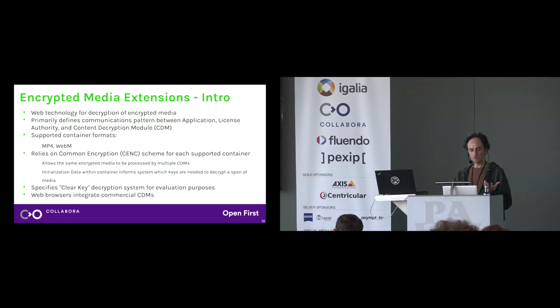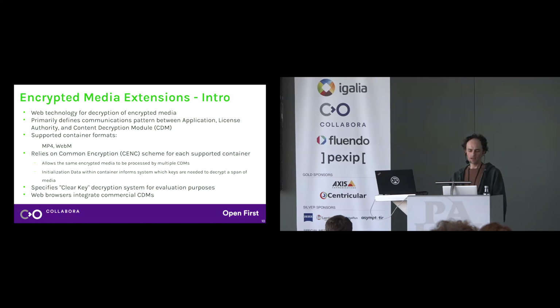And the EME basically supports MP4 as a container and WebM as a container. The actual stream of content is described in the Common Encryption, CENC, if you've seen that before. It's basically AES encryption, and there's a couple of varieties of it. The point of this is that there are multiple DRM systems, and you don't want to have to encode the same encrypted media for a bunch of them. So this scheme allows multiple systems to decode the media if they have access to the correct keys.